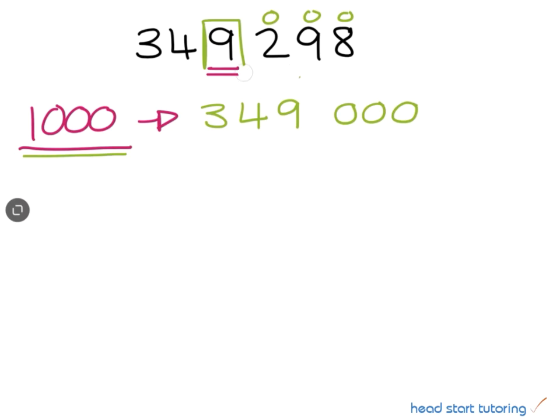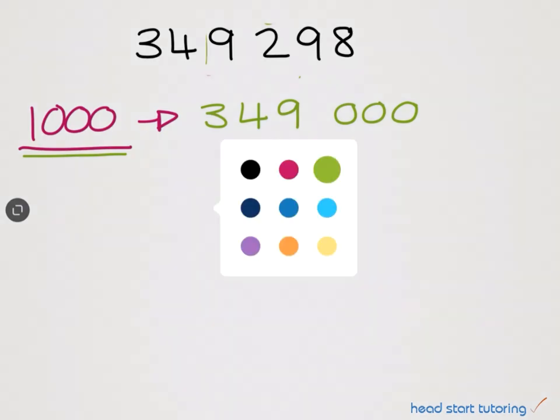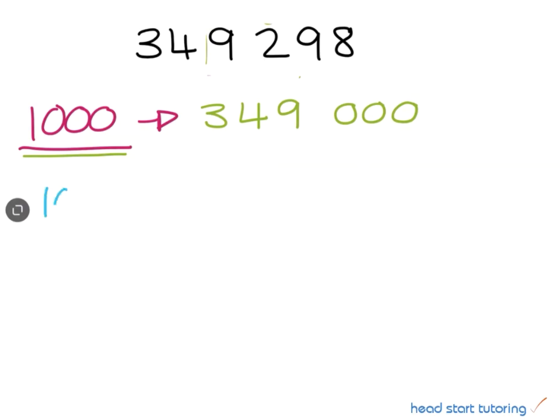Let's just rub these out so that we have space for our 10,000s. Let's now round this number off to the nearest 10,000, or multiple of 10,000. So we need to underline our 10,000s. We've got 40 thousands in this number, or 4 10,000s.